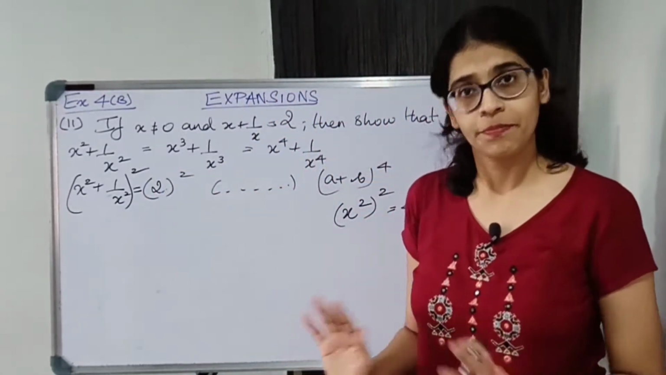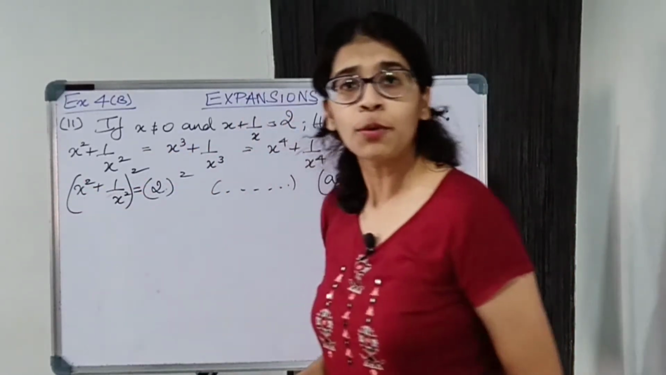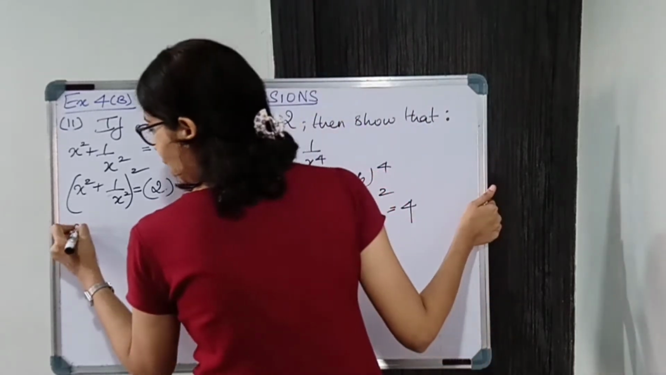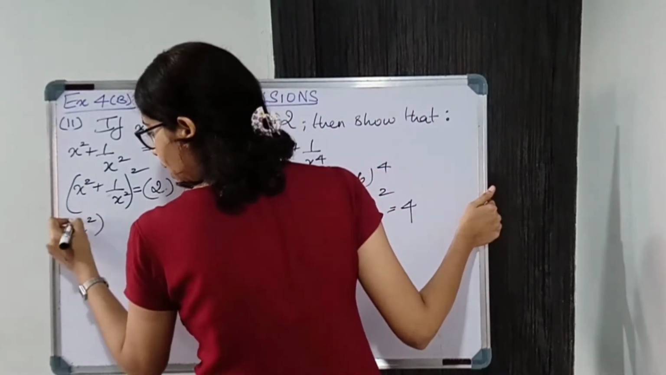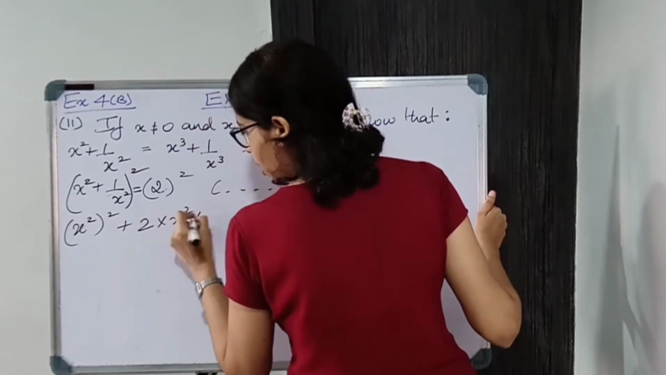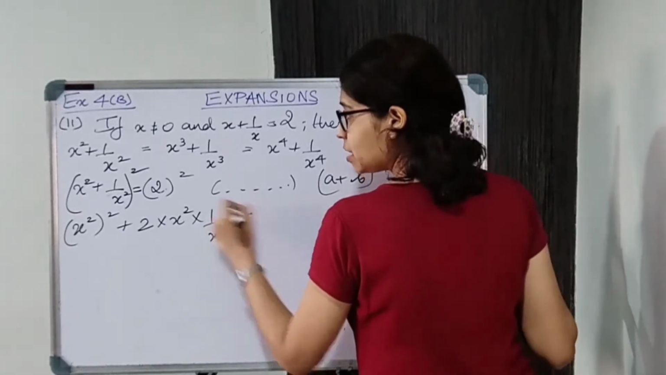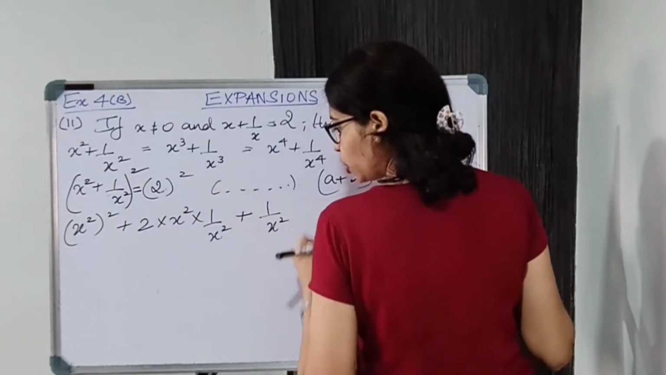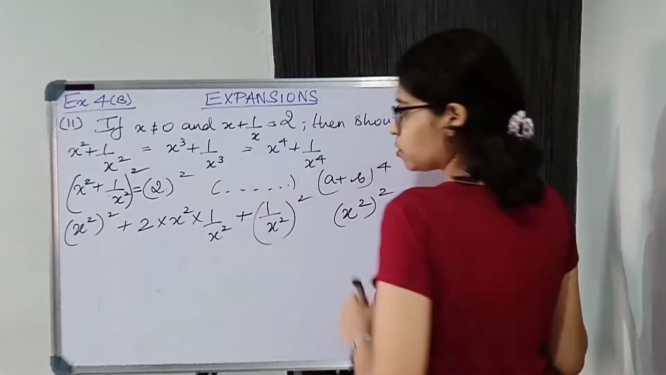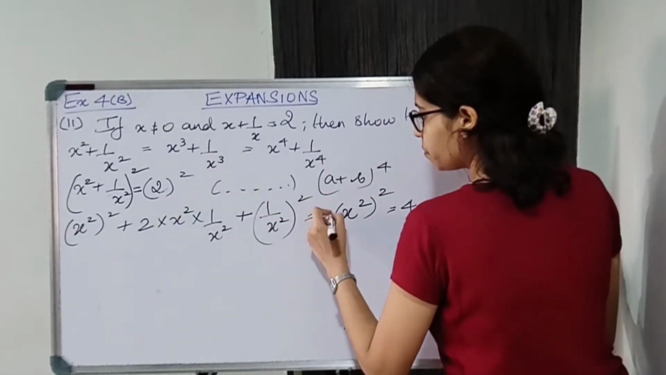Now we'll solve. Apply the formula for a plus b the whole square: a square plus 2ab plus b square. So b is 1 upon x square, and b's square is, on the RHS, 2 square, that is 4.